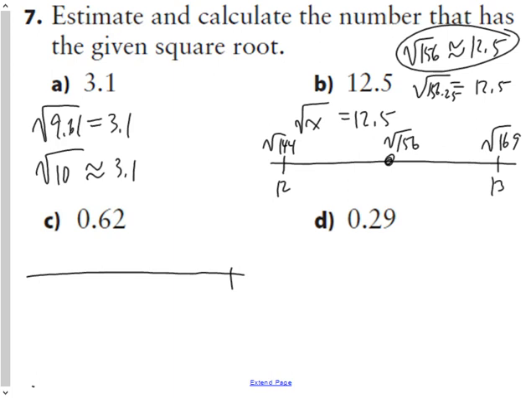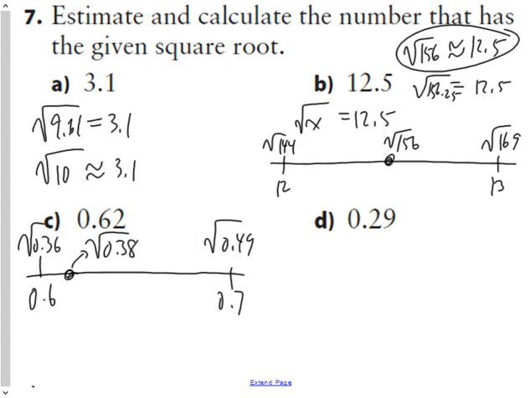So it says calculate the number that has a given square root. So I know the square root. I want to find something that falls between 0.6 and 0.7. Since the square root of 0.36 is 0.6, and the square root of 0.49 is 0.7, the square root of 0.62 is roughly there. If I'm guessing, it has to be probably not too far away from 0.36. I'm going to guess approximately 0.38. Maybe 0.39, something like that, or maybe 0.37.